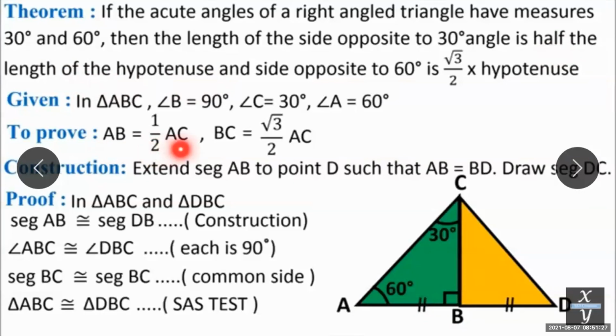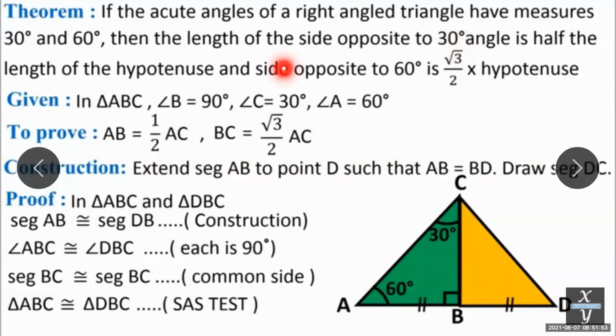Now where is the hypotenuse? The side opposite to 90 degree is always the hypotenuse. So the side opposite to 90 degree is segment AC. So this is AC. Side opposite to 30 degree is equal to half of the hypotenuse. This is half the length of this segment.